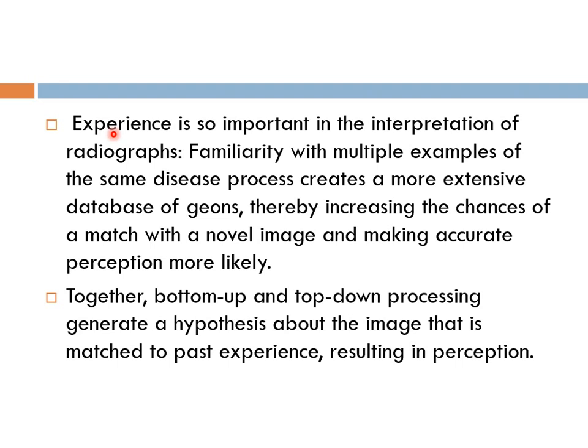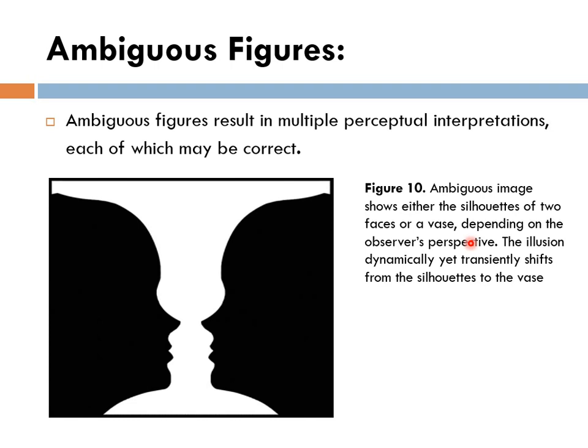Yes. And bottom-up and top-down processing generate a hypothesis about the image that is matched to past experience, resulting in the perception. So again, experience is very important, so that what you see will be matched to your experience and you perceive the image like that. We have illusions of perception, of many types, like ambiguous figures. Ambiguous means it leads to multiple perceptual interpretations, each of which may be correct.